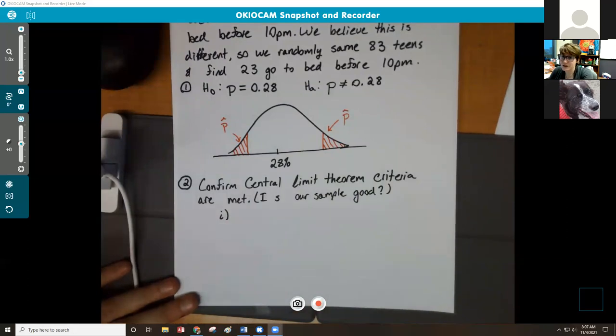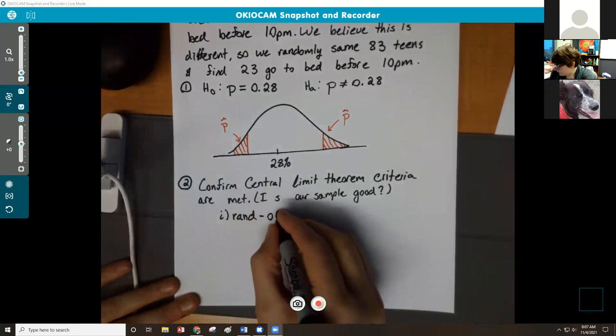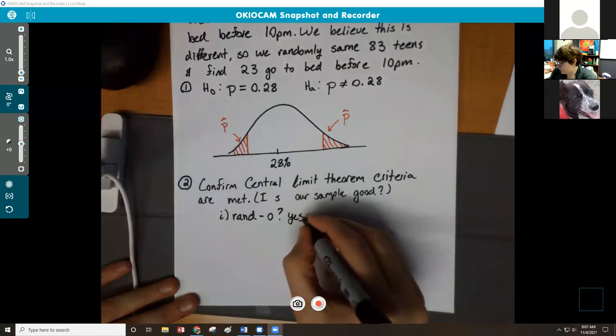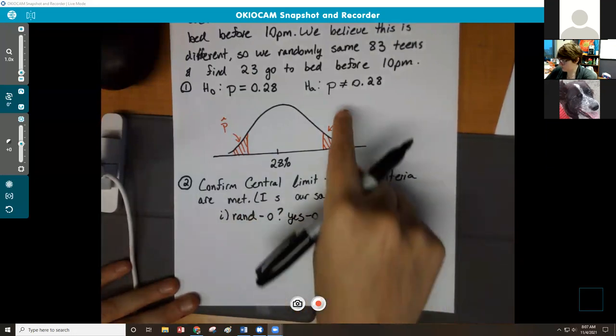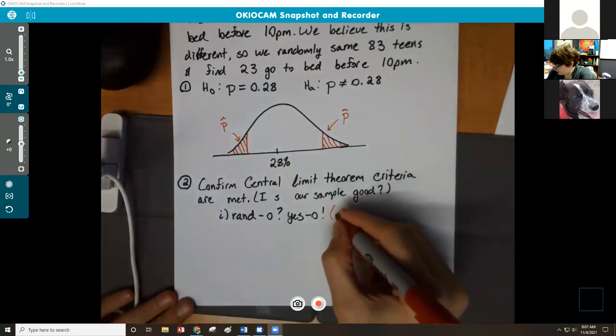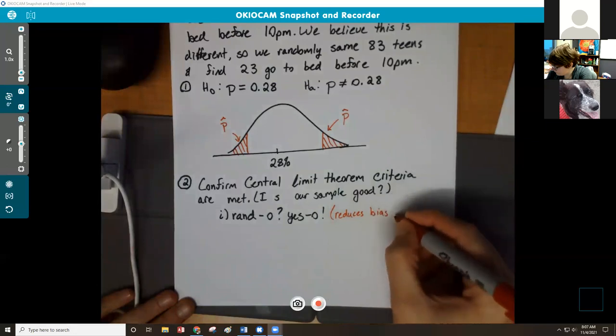So, the first thing that the central limit theorem requires us to ask is, is our sample random? Yes, because we said so. Okay, and something important to remember, especially when you guys are gearing up for your exam, is that if it is random, it reduces bias, which increases accuracy.